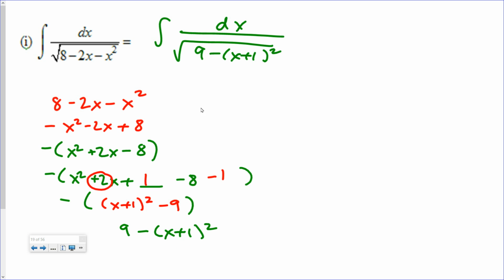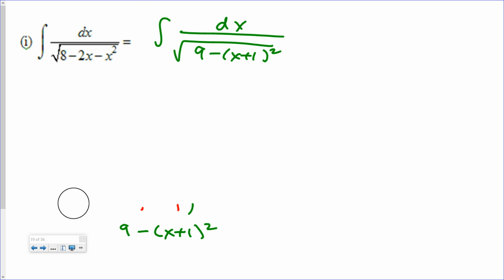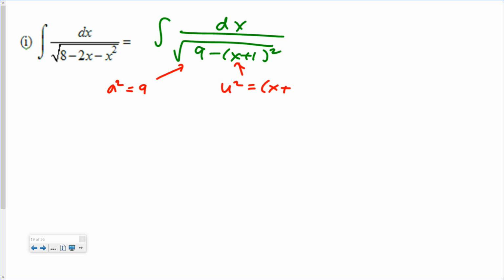Why is that useful? It looks like a what? Arc sine problem. Do you guys see it? It looks like an arc sine problem. It has a square root of a number minus an f of x. Okay, that is an arc sine problem. So if I suspect it is an arc sine problem, then what I do is I say this 9 must be a squared. This right here must be u squared. Okay, that means my a is 3. That means my u is x plus 1.